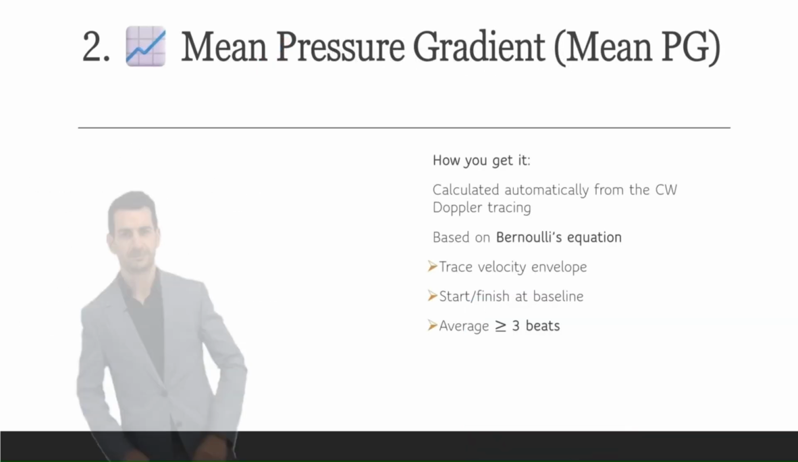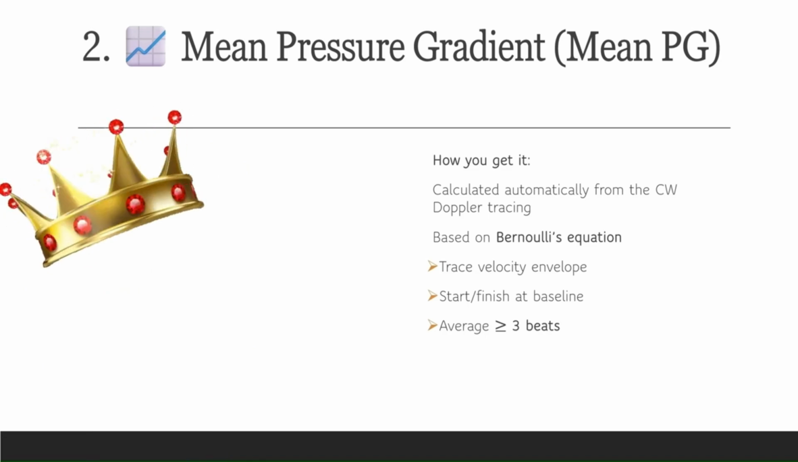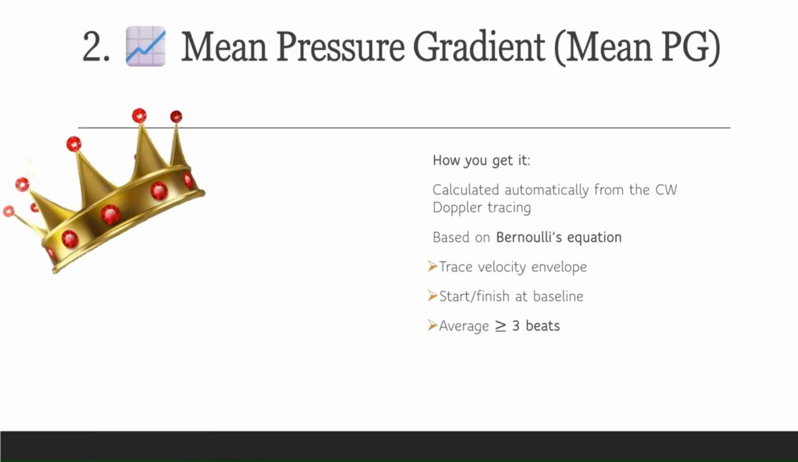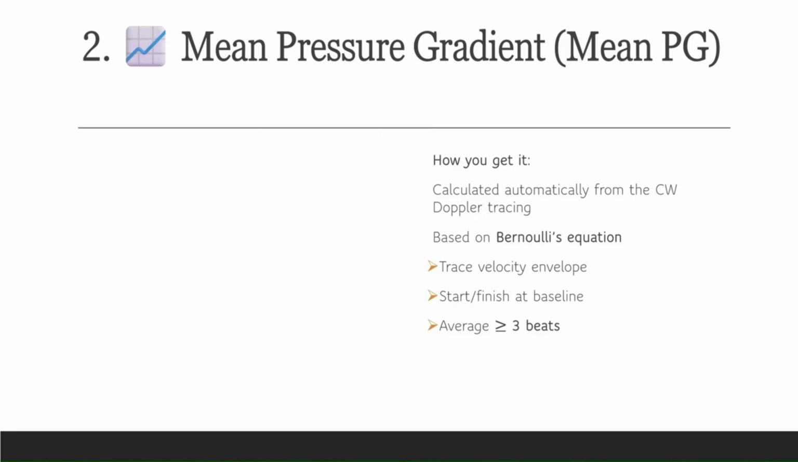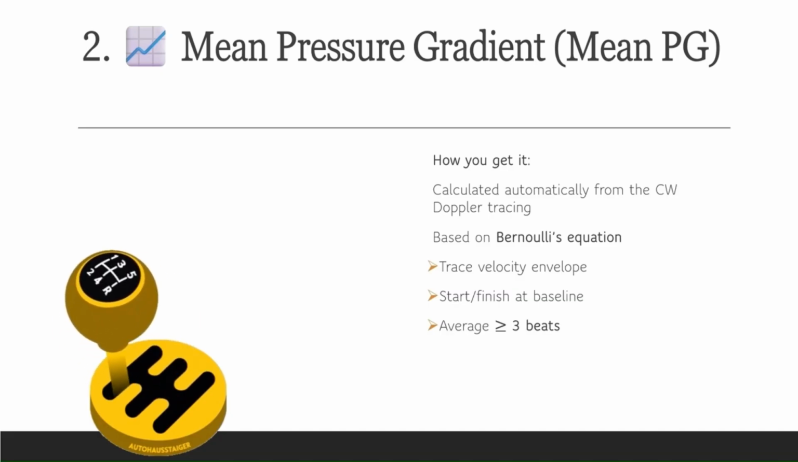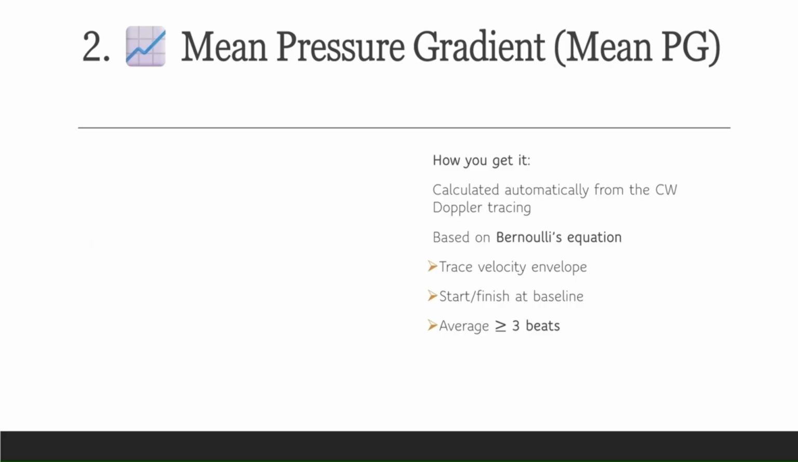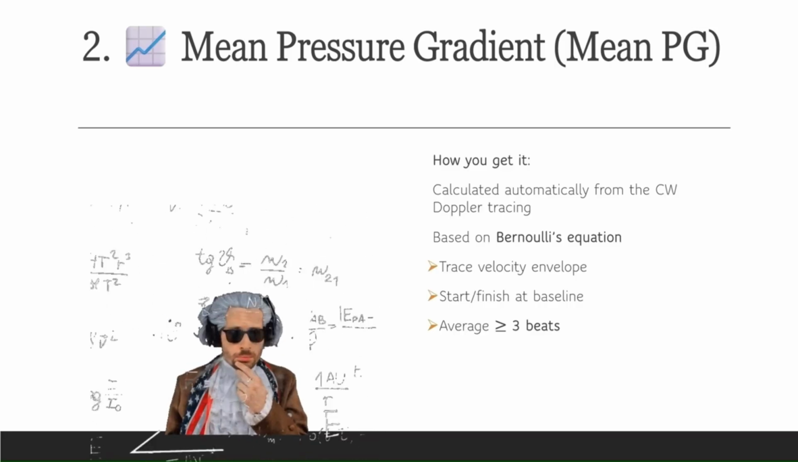Next, the second measurement we focus on is the mean pressure gradient. You should know that mean gradient is now the preferred gradient measurement. You trace the continuous wave Doppler envelope, start and finish at the baseline, and average at least 3 beats in a normal rhythm. Remember, Doppler measures velocity, not pressure. The mean gradient is calculated automatically by the ultrasound system once we trace the continuous wave Doppler signal. This calculation is based on Bernoulli's equation, which converts velocity into pressure.